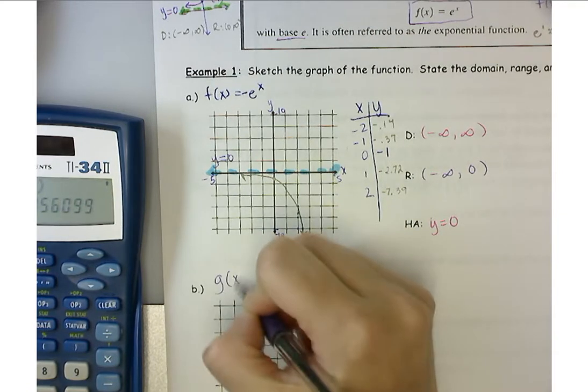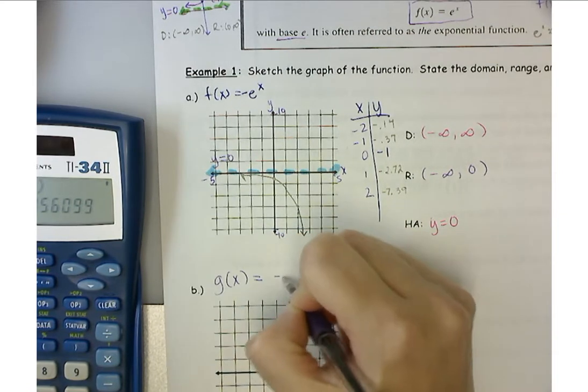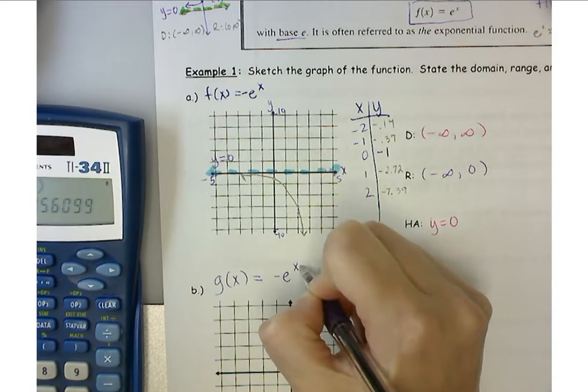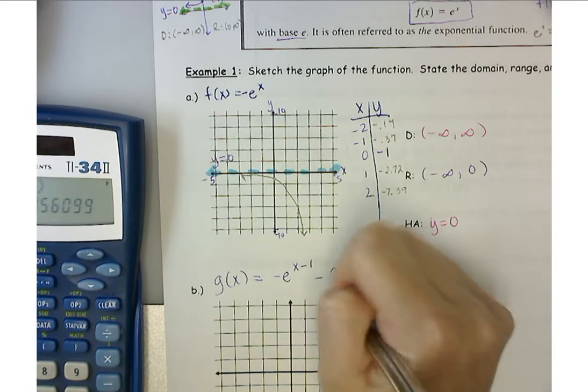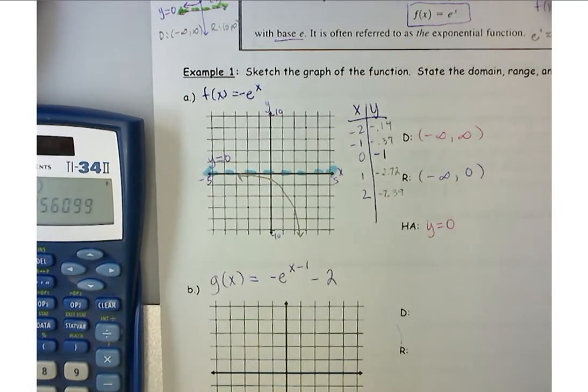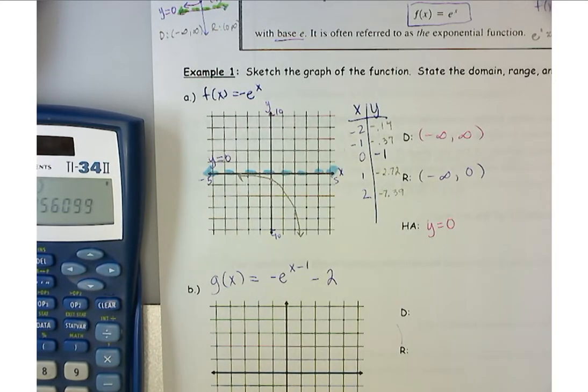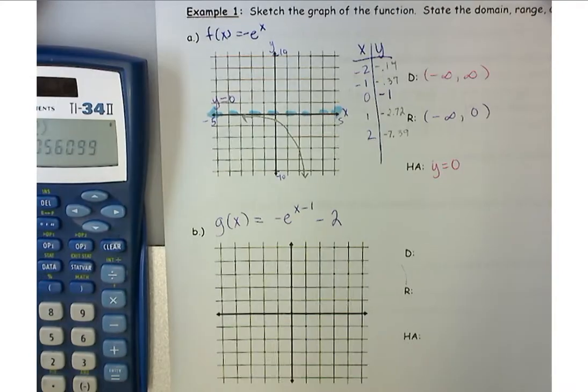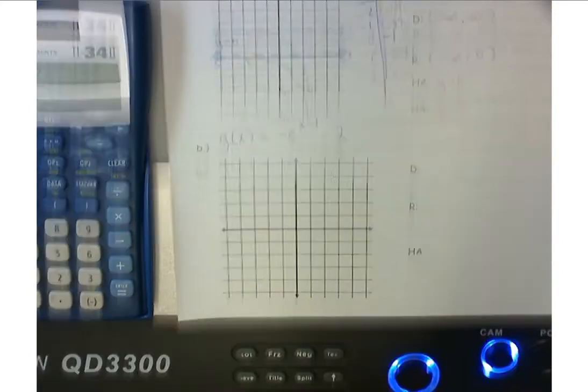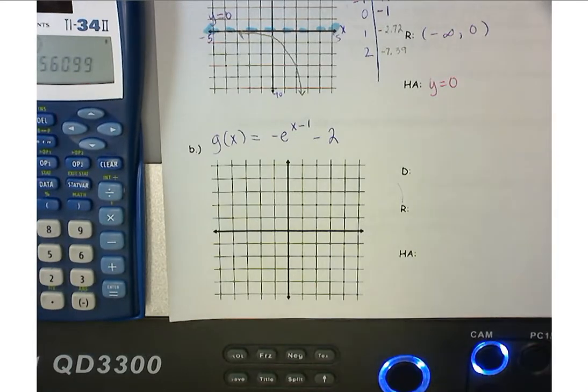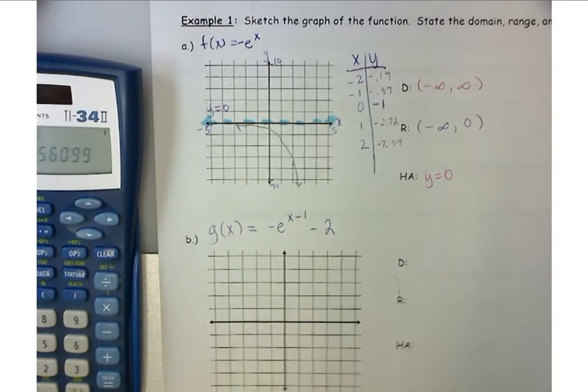All right, let's look at g of x. So for b, we're doing g of x equals negative e to the power of x minus 1 minus 2. Okay, and then again, we talked about how that was a reflection over the x-axis. For b, this is also a reflection over the x-axis. But then we have a couple of other transformations, right? We talked about this yesterday.